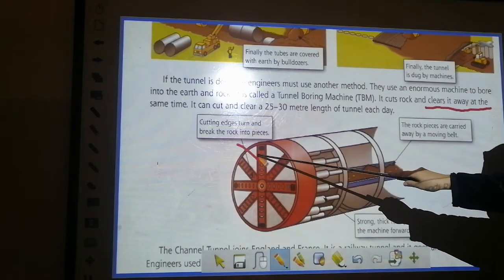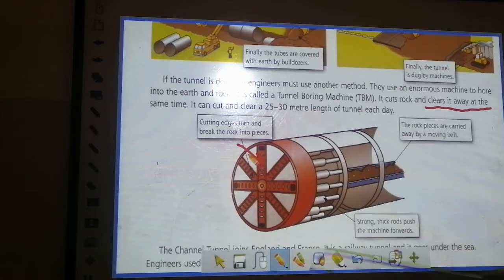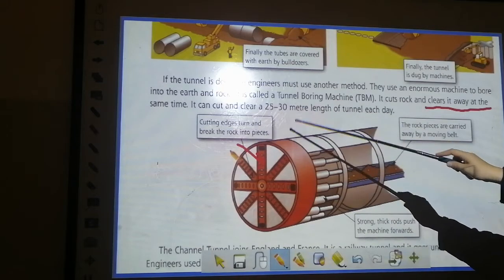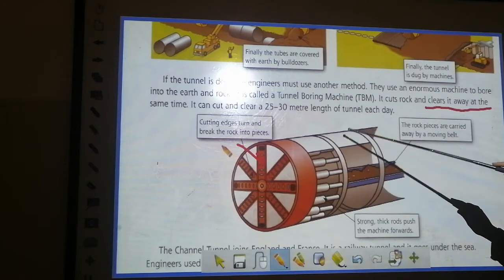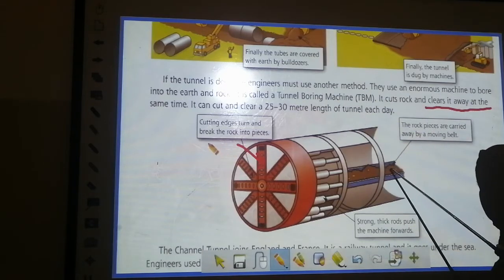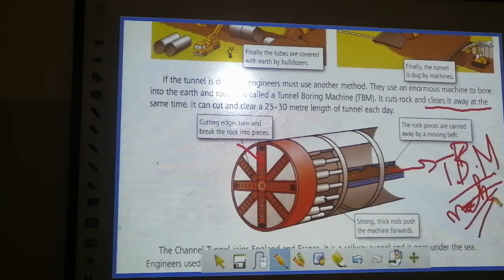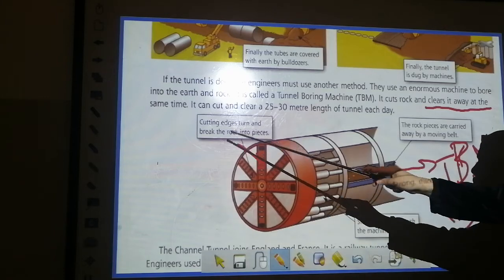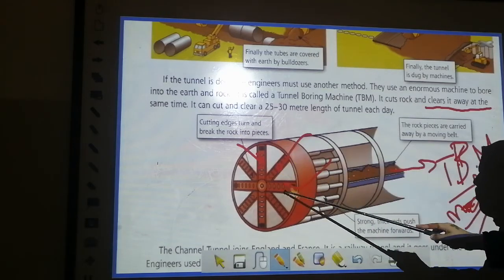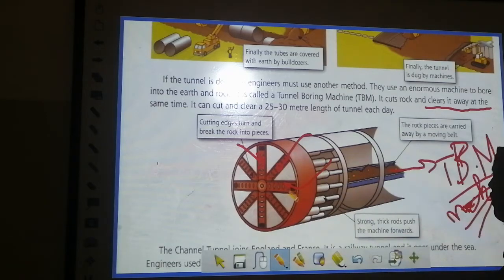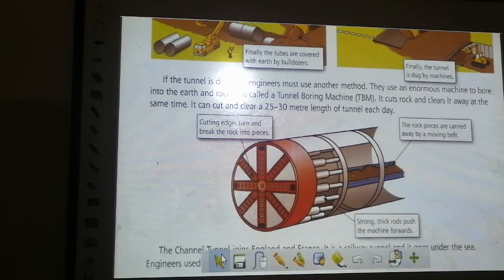Here we have the cutting edge. This is the cutting edge, cutting the rocks and making them into small pieces. It can cut and clear 25 to 30 meters of tunnel each day. So what is a TBM? It's a machine. What does this machine do? This machine can cut and clear rocks to make tunnels in deep ground. First of all, we have the cutting edge. It turns and breaks the rocks into pieces, making the huge rocks into small pieces.